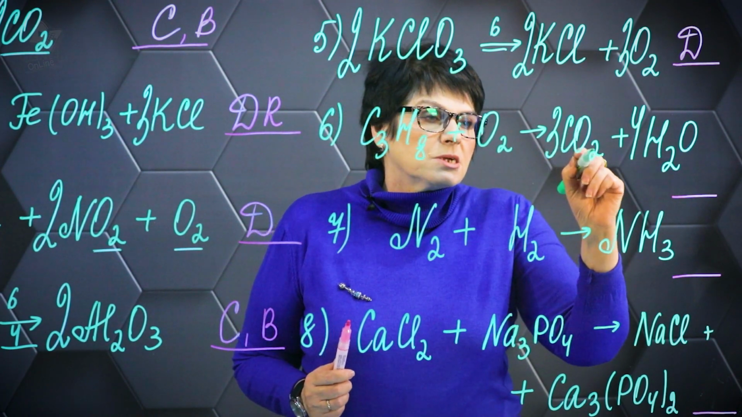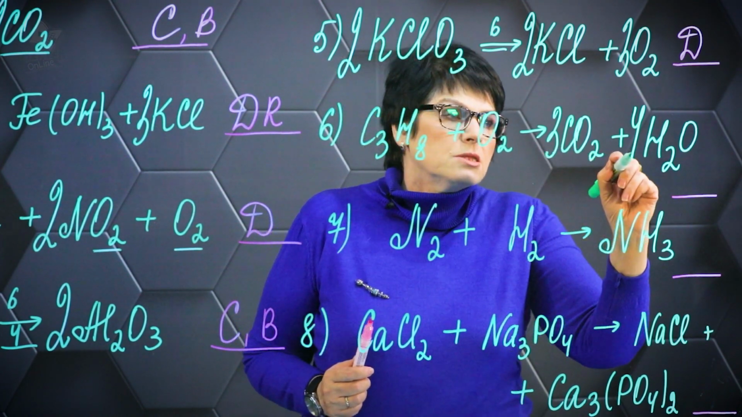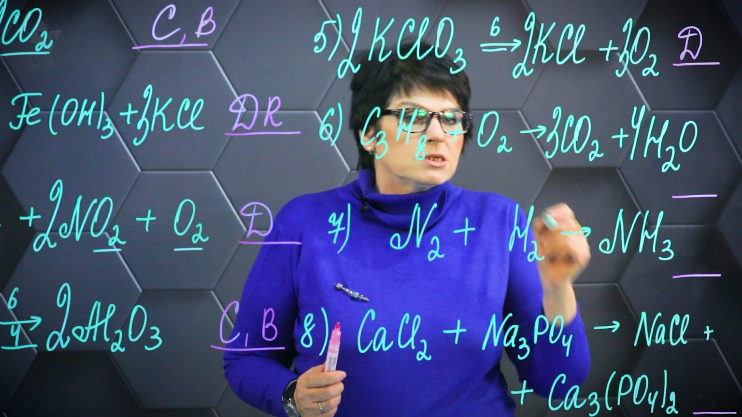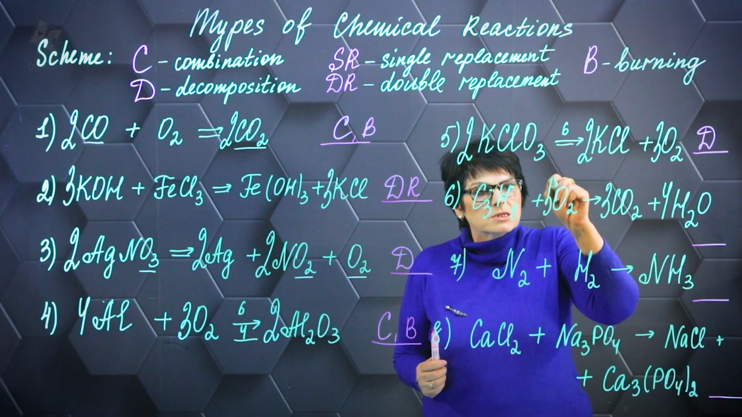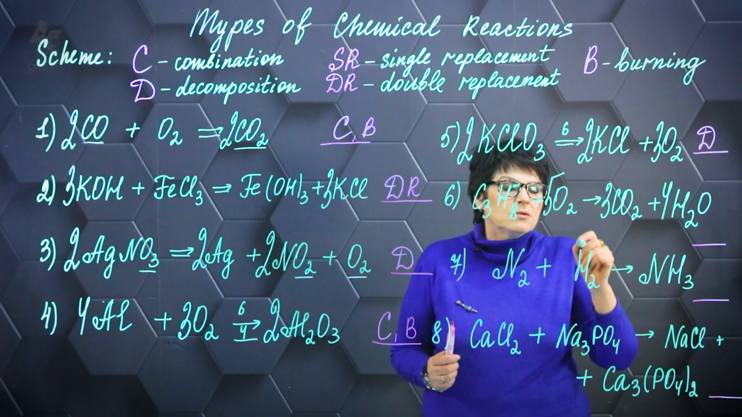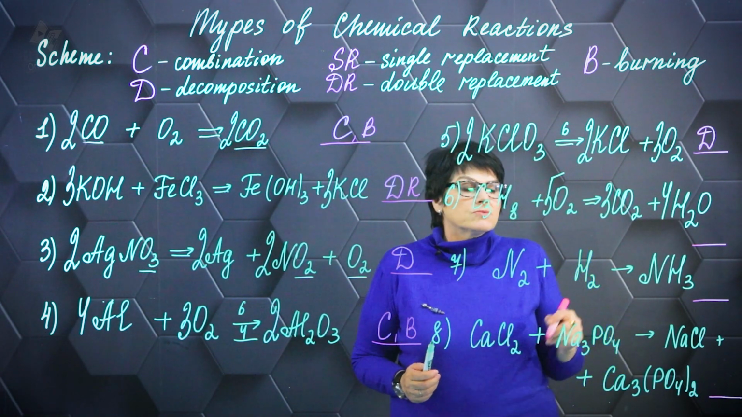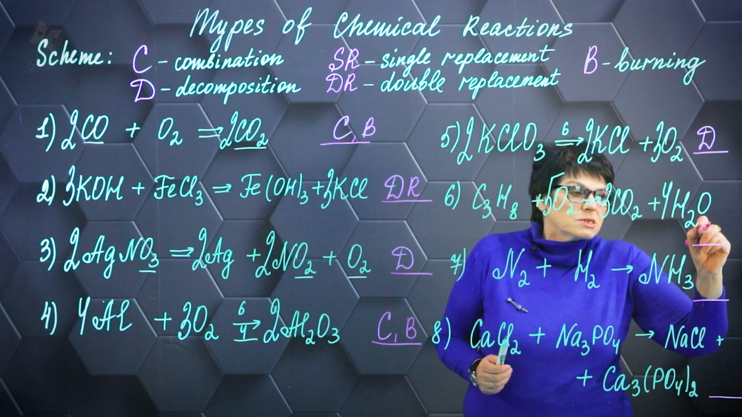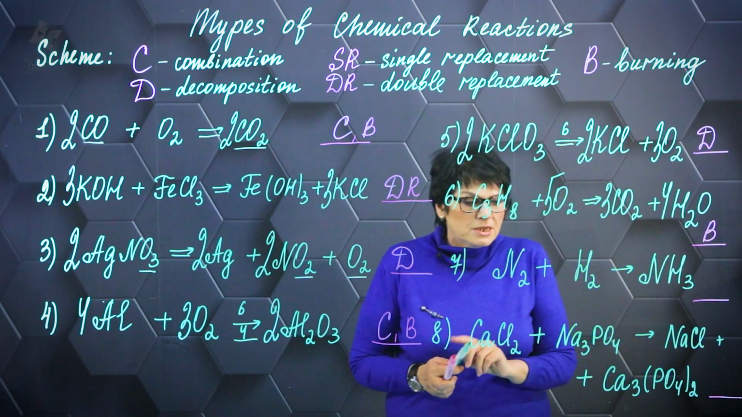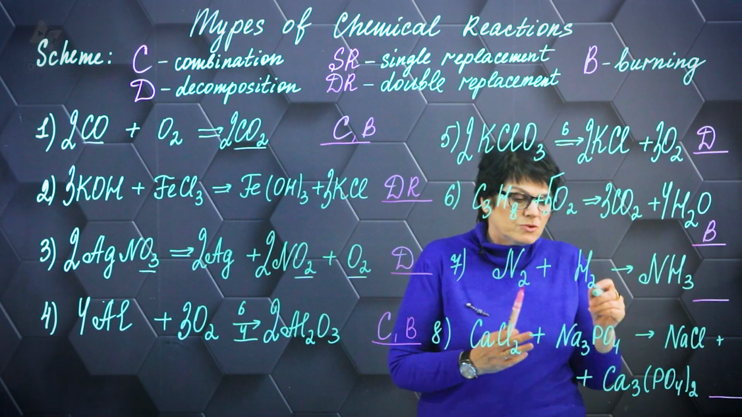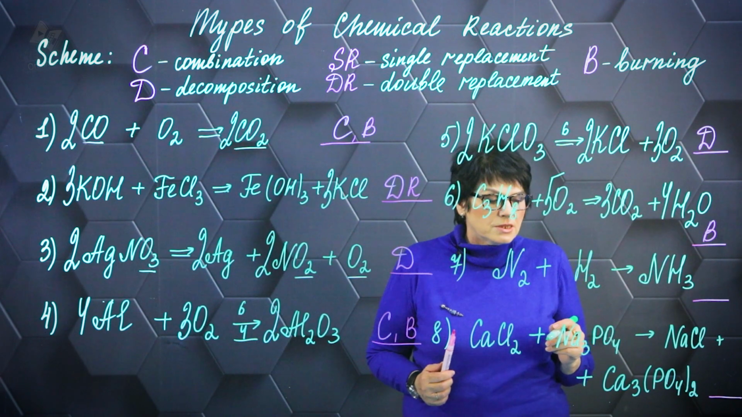Oxygen on the left side is 2, on the right side it's 6. Add 4 more, 10. Then we put a factor of 5 in front of the oxygen formula. Our equation is equated. What type of reaction is this? It's a combustion reaction. The next reaction, N2 plus H2 yields NH3.